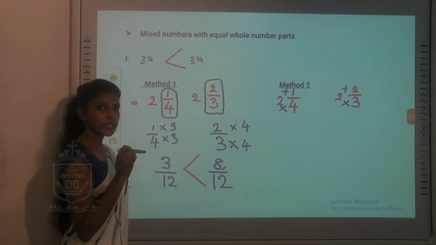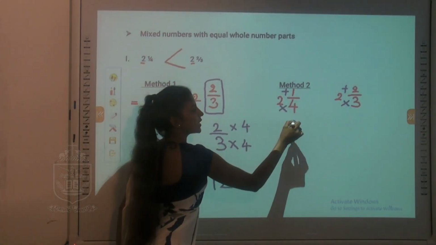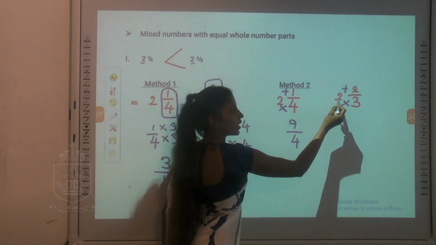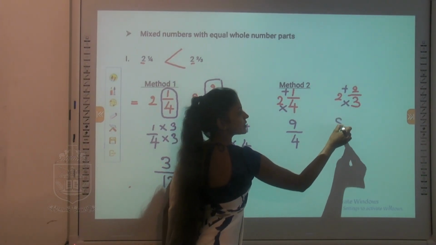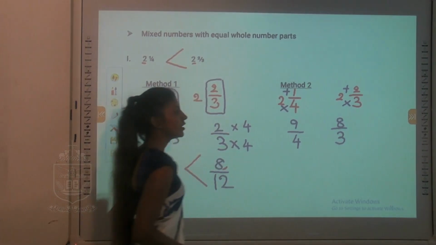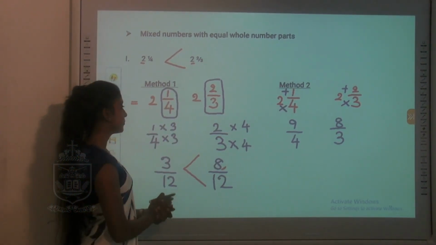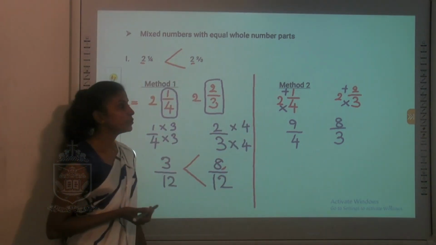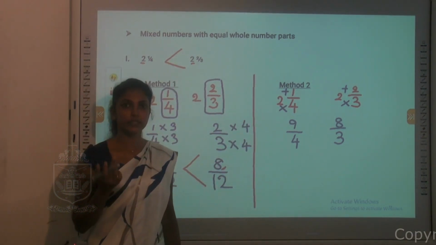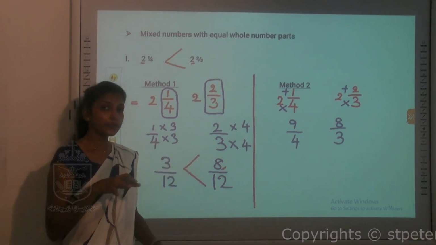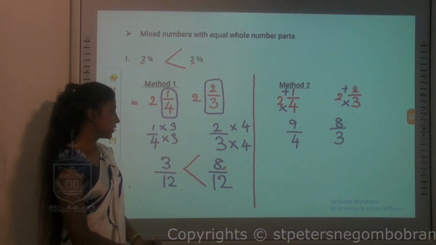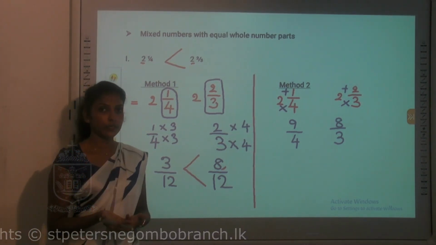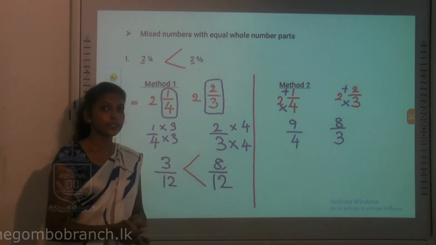So 4 times 2 is 8. 8 plus 1 is 9. 4 remains the same. Then 3 times 2 is 6. 6 plus 2 is 8. Right, now you have two improper fractions like this, 9 over 4 and 8 over 3. After that, what's the next step? Next step is to make equivalent fractions. That means a common denominator, finding the LCM.